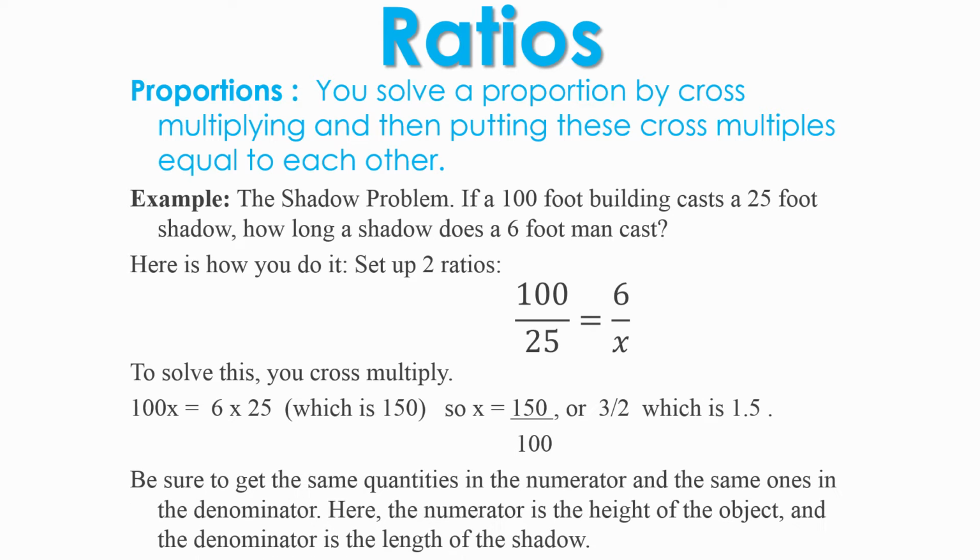Be sure to get the same quantities in the numerator and the same ones in the denominator. Here we have the height of the object in the numerator and the length of the shadow in the denominator.